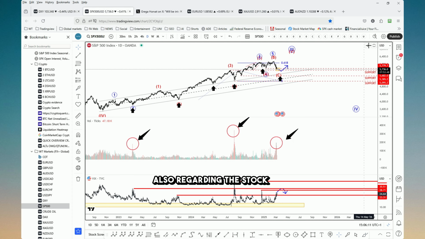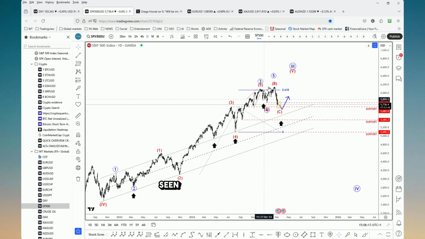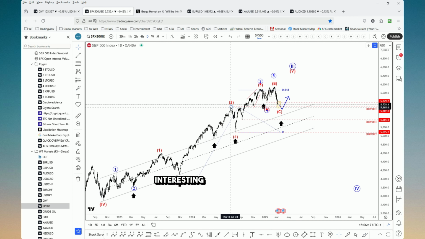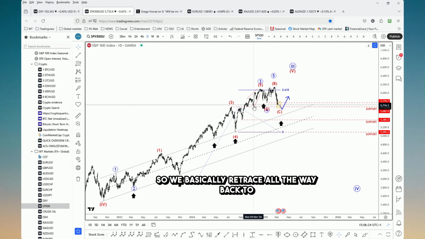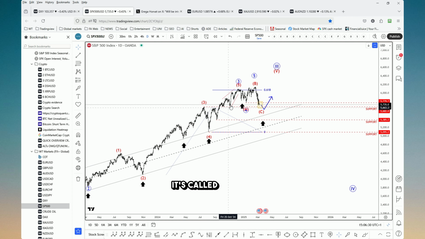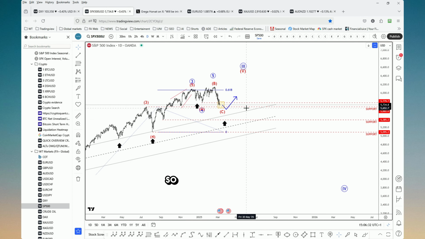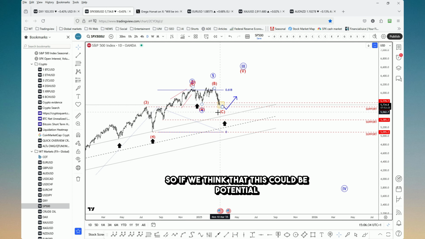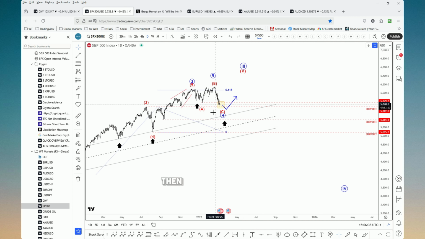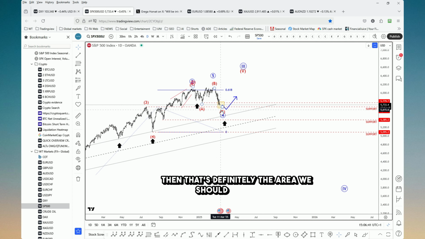Also regarding the stock market, we have seen a pretty nice strong sell-off, but I can see some very interesting technical support levels here. So we basically retraced all the way back to these November levels from 2024. It's called like a Trump level. So if we think that this could be a potential end of a wave 4 flat correction right here, then that's definitely the area we should watch for.